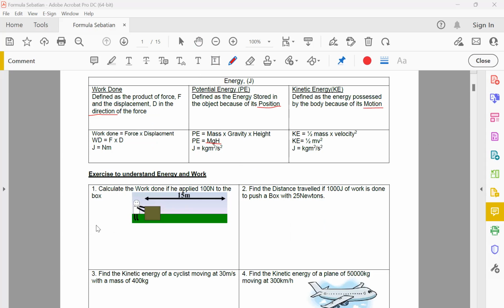The first one here, obviously, you're supposed to use the work done equals force times distance formula. In this case here, it's obviously 100 times 15, which will give you 1,500 joules. Make sure you write your units.